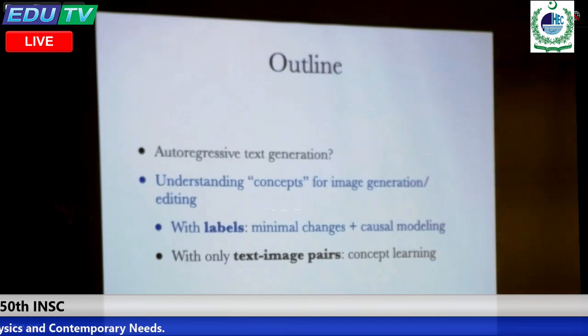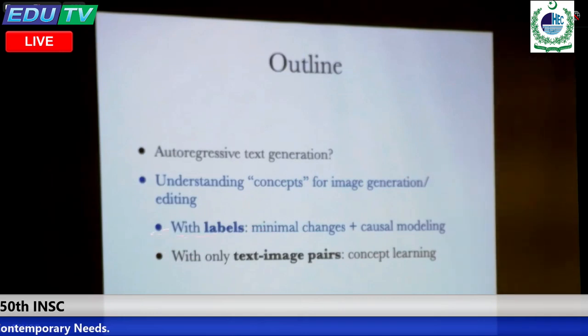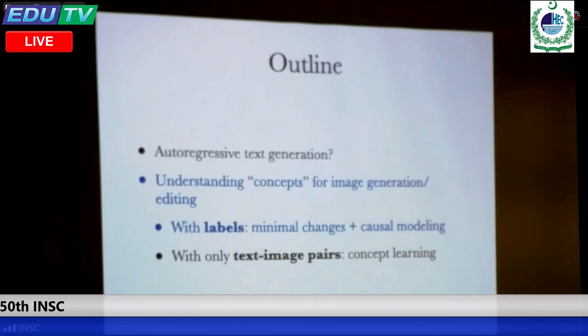Now, I'm going to talk about how we can generate images or edit images by making use of some causal principles. First, suppose we have labels. Suppose we are given a lot of labels like age, mustache, necklace, and so on. And we try to have a controllable generation process. If you give me values of the set of features, I can generate the image for you. And if you change one feature, I can change the picture accordingly.